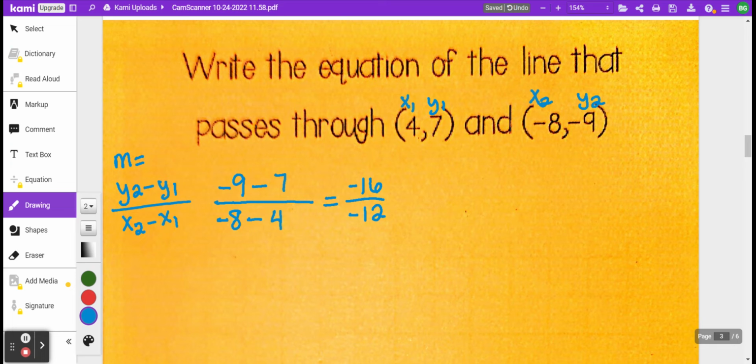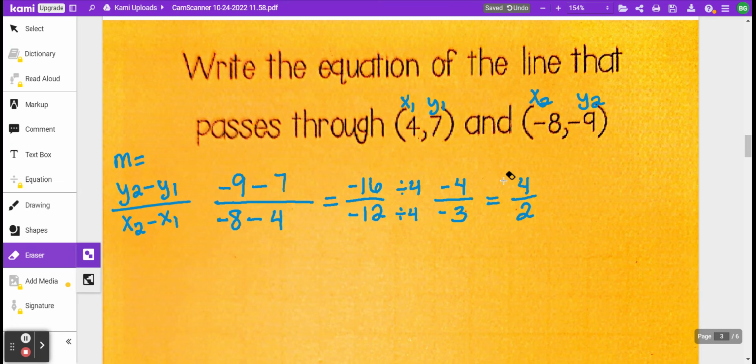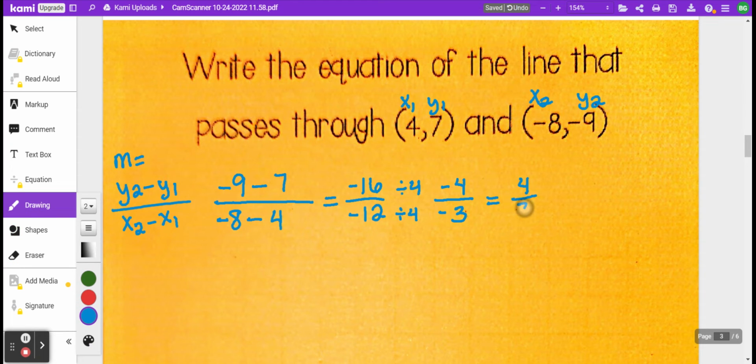Hopefully we can see that we can simplify. So I'm going to simplify both sides by 4. Here we see -16 divided by 4 should give us a -4. And -12 divided by 4 should give us a -3. Remember that when we're simplifying, if I have a negative over a negative, I'm really saying that it is positive. Oops. Change that to a 3. And this right here is going to represent my slope. So we now have my slope.